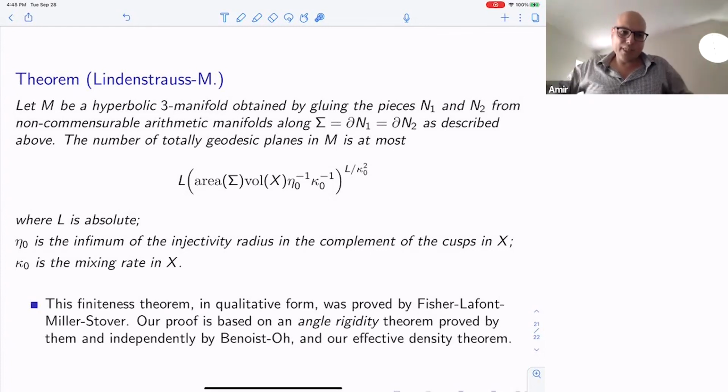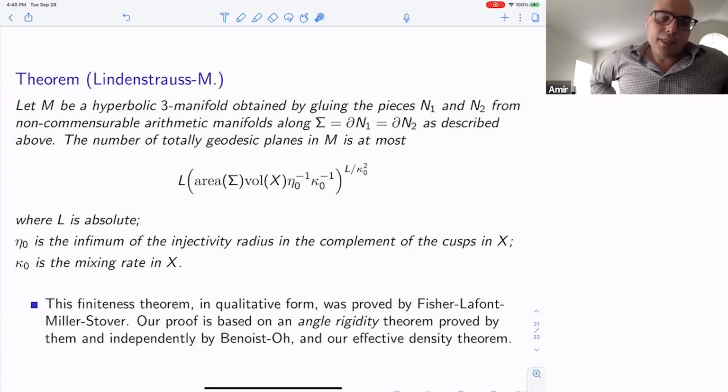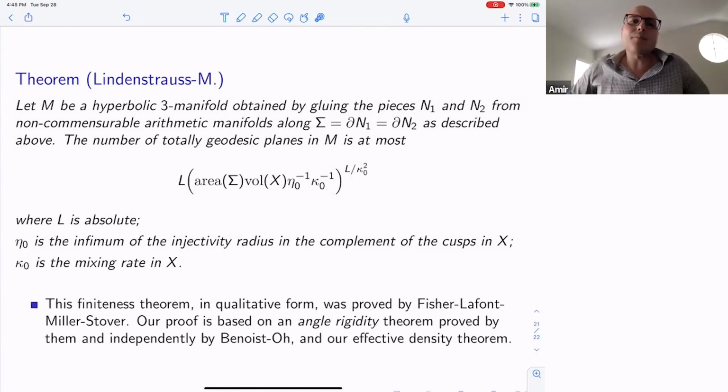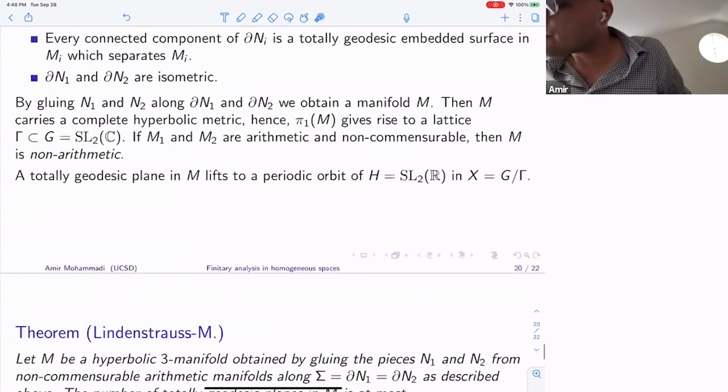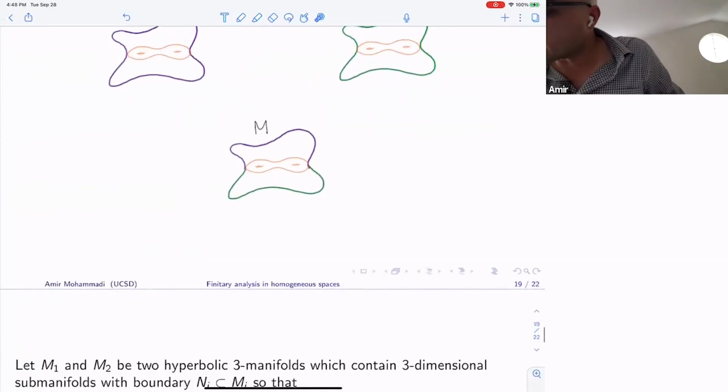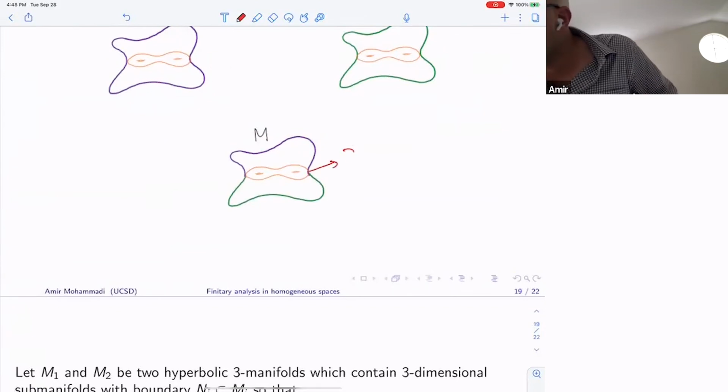The argument for this uses the equidistribution that I mentioned, and a nice fact: when you have a totally geodesic plane in a Gromov-Piatetski-Shapiro manifold M, then this totally geodesic plane has to intersect sigma orthogonally. This is what I meant by angular rigidity. There is a very restricted way that a totally geodesic plane can intersect this sigma. So this is sigma. A totally geodesic plane needs to come and intersect this orthogonally.